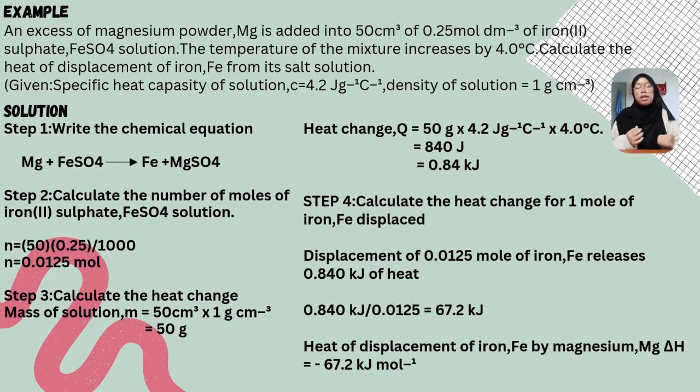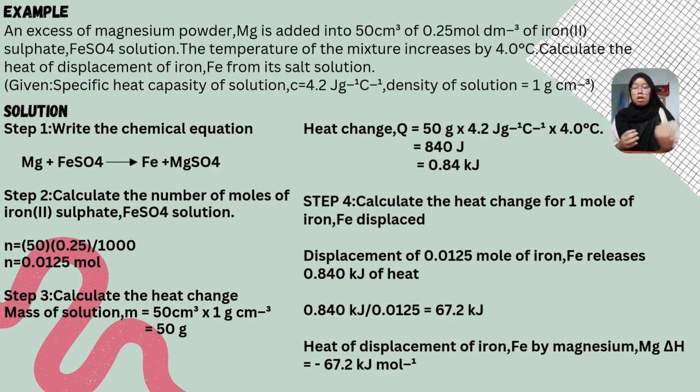Next, calculate the heat change using the formula Q equals mcθ. m is the mass of solution, c is the specific heat capacity of solution, θ is the temperature change. Insert all the numbers into the formula and we got 840 joule, and convert it to kilojoule, we got 0.84.